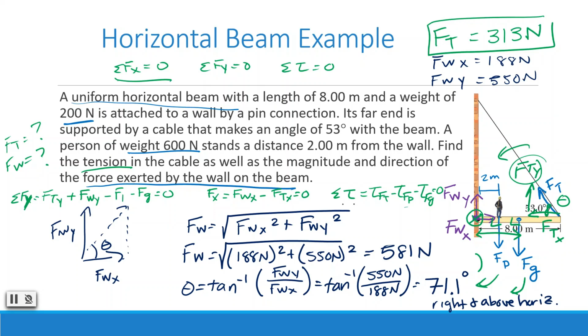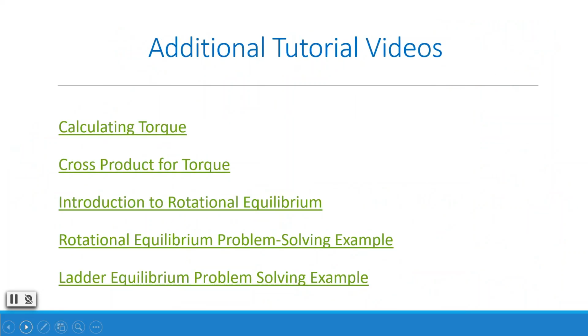So you see, we had to use the net torque equation to find tension. We then used the Fx and Fy equations to find the components of the force of the wall. We used the Pythagorean theorem to find the magnitude of the force of the wall, and our arctan to find our angle theta. Very typical problem.